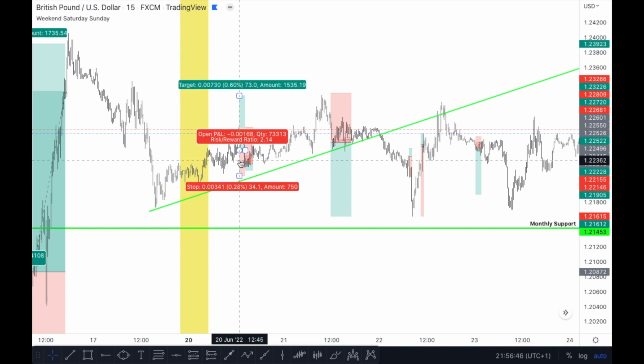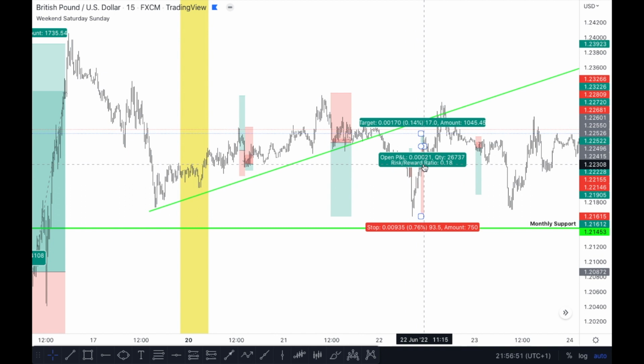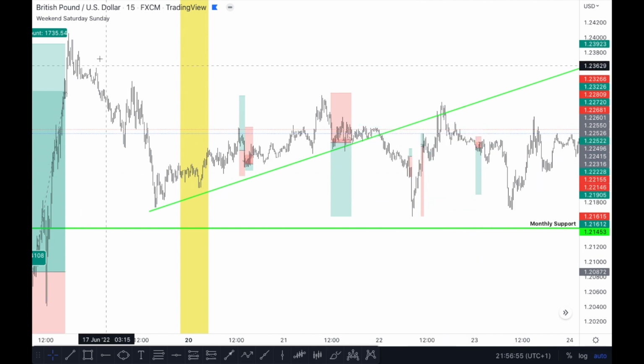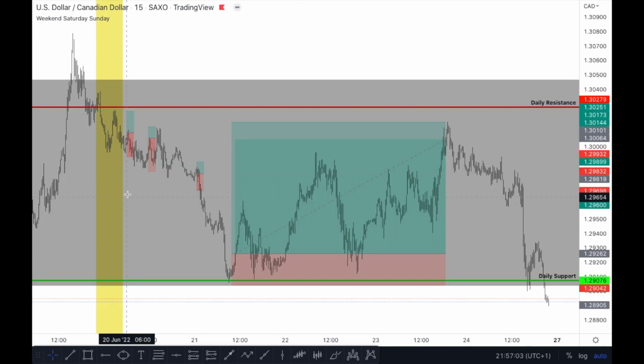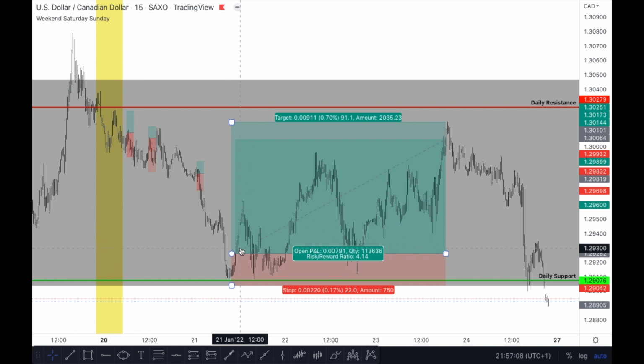And we had 5 losers on this pair, so we had 1 loser, 2 losers, 3 losers, 4 losers, 5 losers, and then we had our winning trade over here, so therefore we're negative $5 on GBP USD. On USD CAD we had 1, 2, 3 losers, and then we had 1 winner here, which did take a bit of time. I think it took about a day or 2.